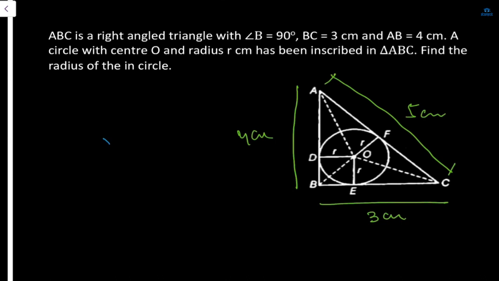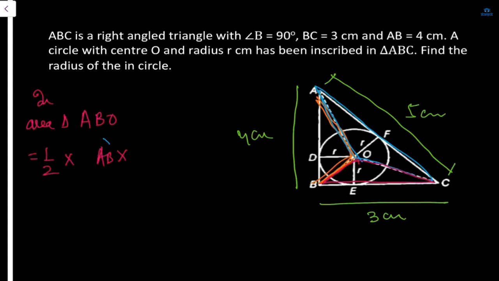To find radius R, take these 3 triangles. One triangle, this one. Another triangle, this one. And one triangle, this one. So the area of triangle ABO is half into base AB, and the height is R, the perpendicular, that is OD. So it will be half into AB, which is 4, into OD, which is R. So it will be 2R.